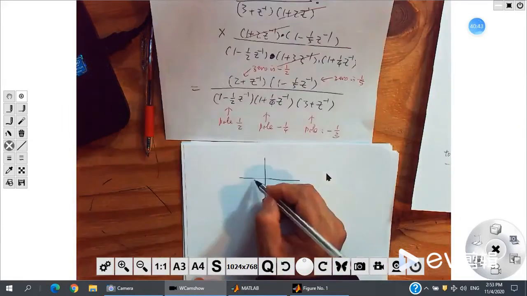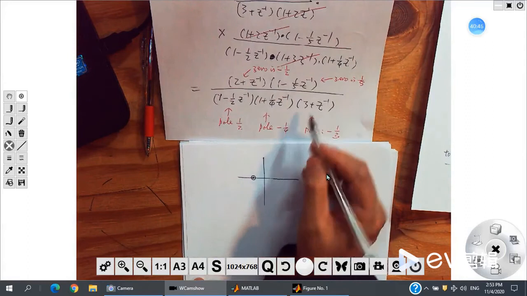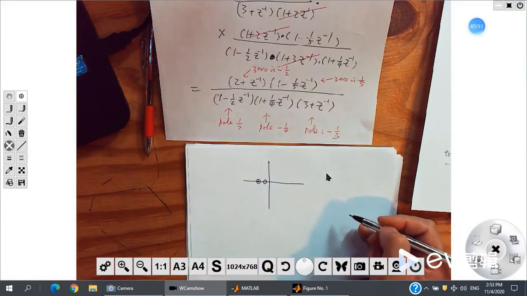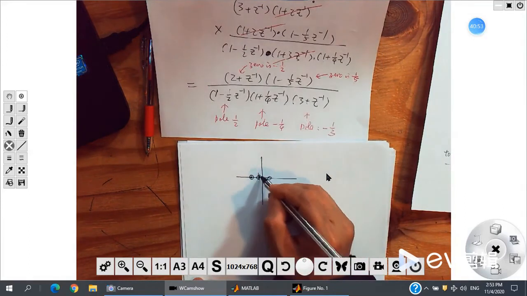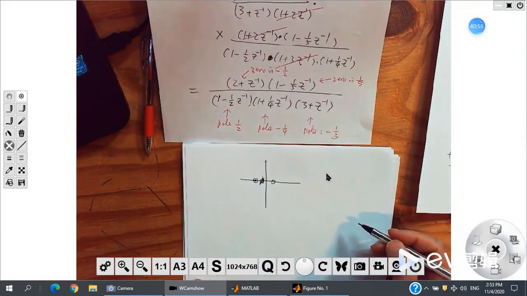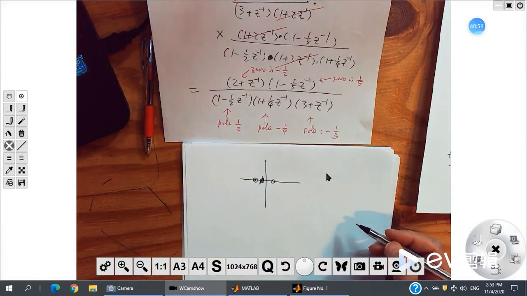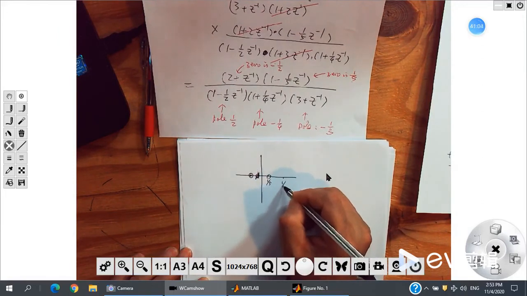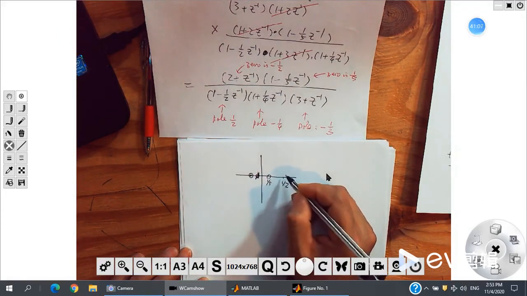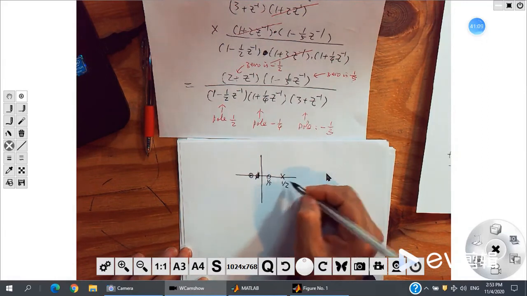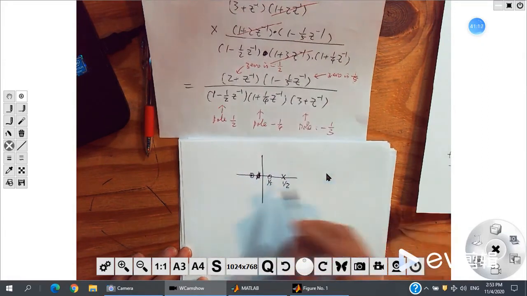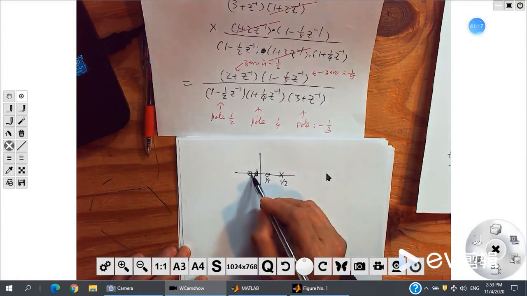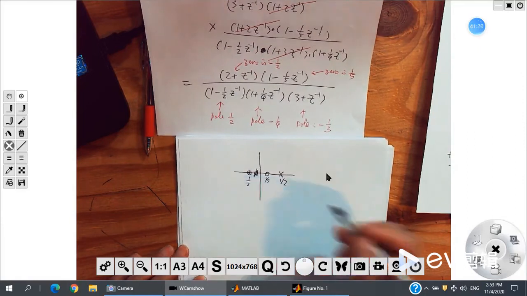Zeros at -1/2 and 1/5. Okay, positive 1/5. Not it, right? The 2 zeros. And poles in 1/2. This is 1/5, right? Then in 1/2, here we have a pole. And -1/4. Oh, I'm sorry. What is this? This is 1/5. This is 1/2.